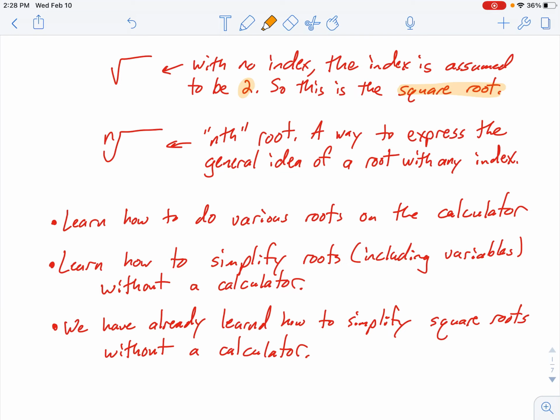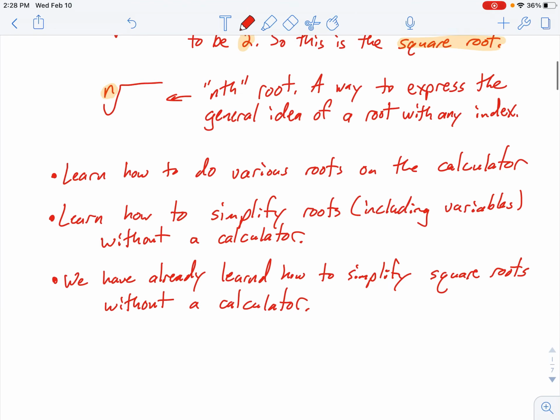And you've already covered square roots over and over. If you put an n here, that's called an nth root. And that's just a way to express the general idea of a root with any particular index. So an nth root, you can have a 7th root, an 8th root, a 12th root, an nth root, whatever. That's really not that important, but I just want you to understand the vocabulary that is going to be thrown around here.